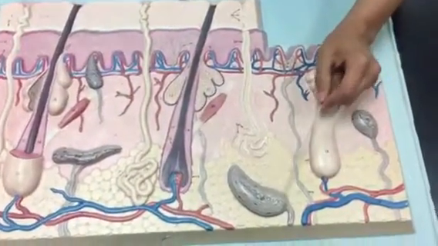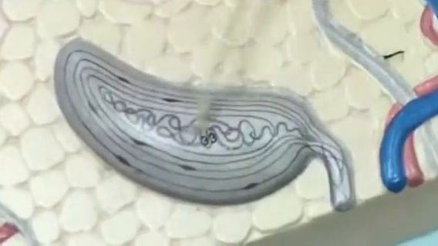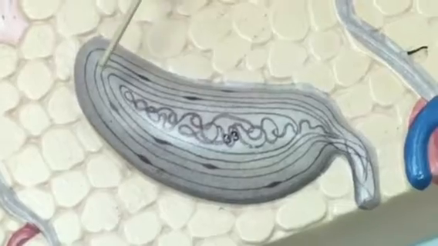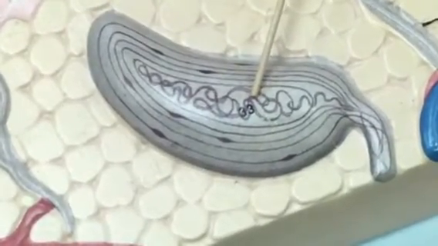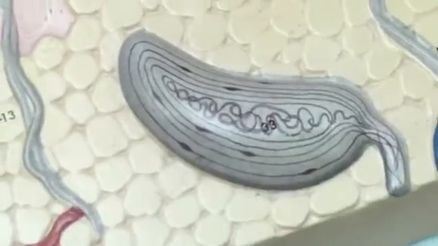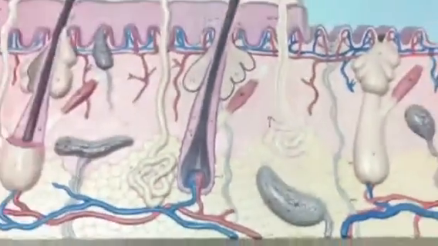Moving down a little bit, this is a Pacinian corpuscle right here. It kind of looks like an onion. It's going to be deeper. It's for detecting pressure. It's also called a lamellated corpuscle. And that looks about it for this model.